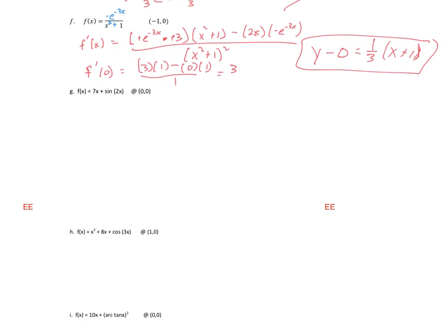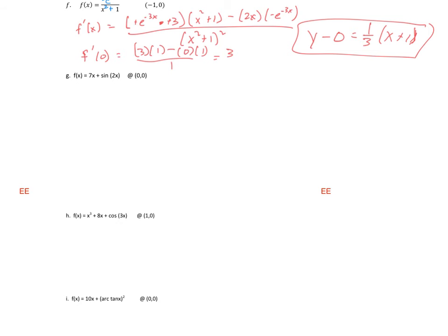All right, part G. Same direction set, so we're just going to get through different exposures here. So then I've got my derivative is 7. Derivative of sine is cosine. Keep the input the same, chain it, so I'll put the 2 out in front. So then f prime here at 0 is going to be 7 plus cosine of 0 is a 1, so then I'm going to have a 9.